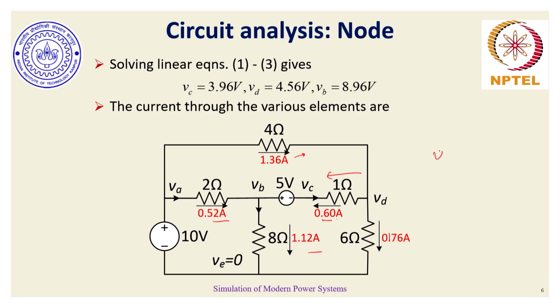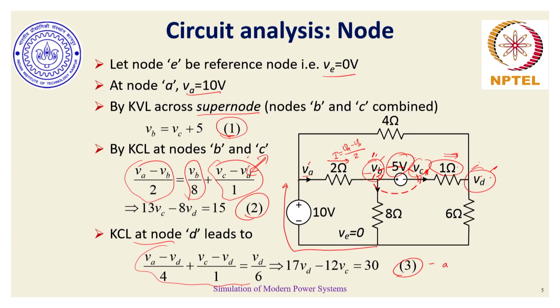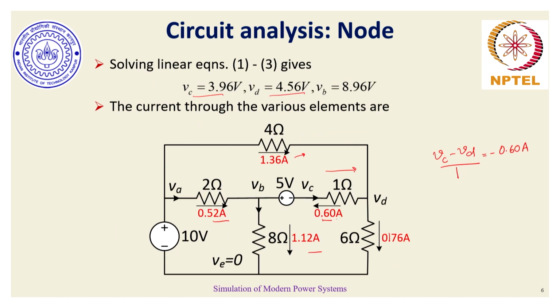So alternatively, if we find Vc minus Vd by 1 ohm, which is as per from this number, then this is clearly minus 0.60 ampere, which means that the KCL application of writing this equation was in a wrong direction. The direction was just wrong, and this negative number here indicates that we have to reverse the current direction, and that's where 0.6 ampere current comes in.